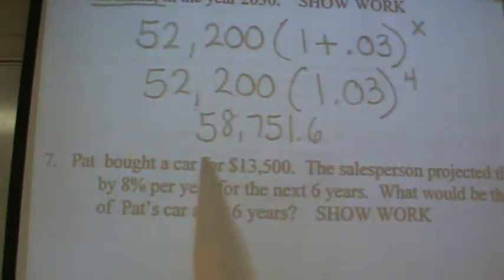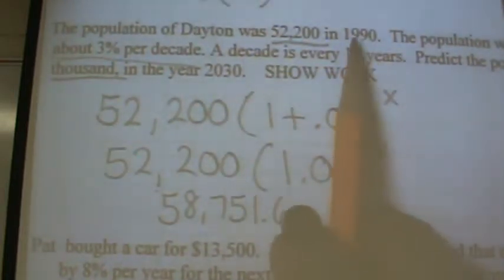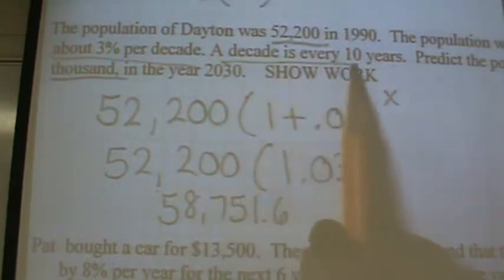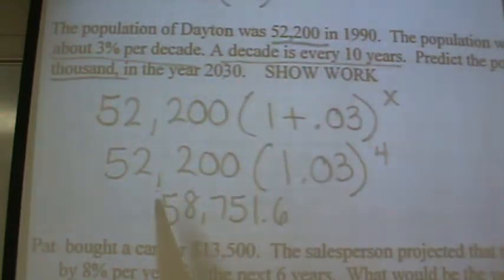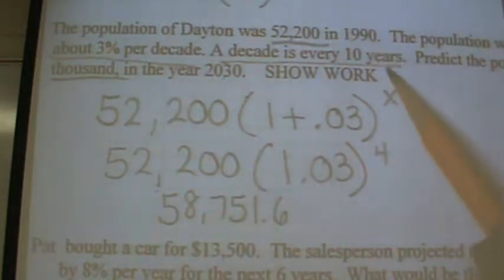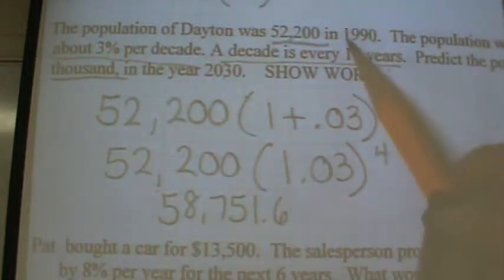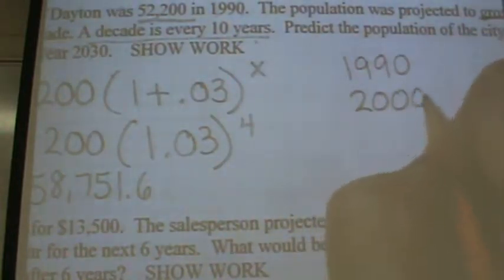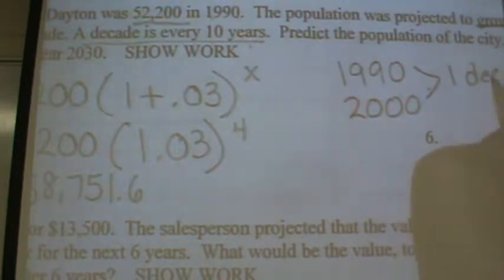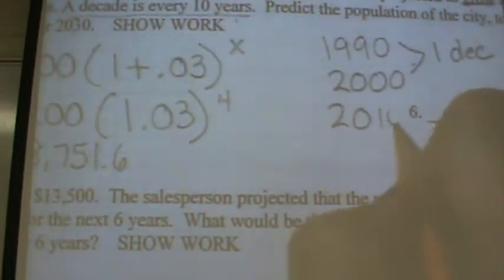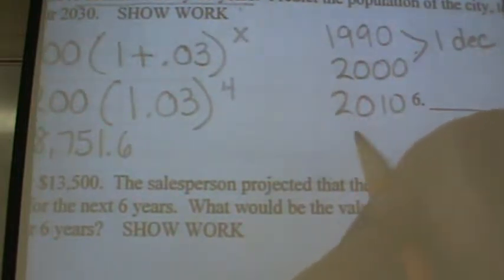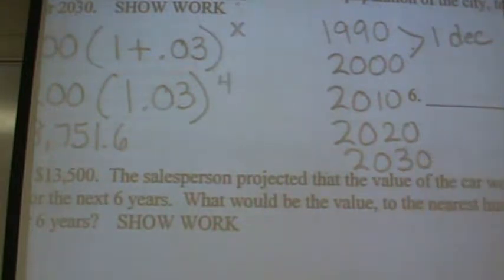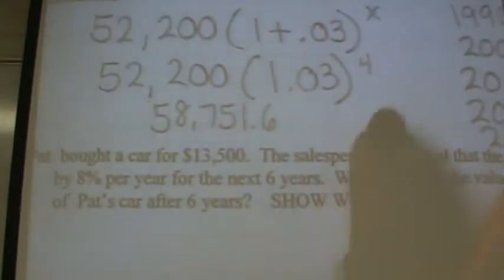Where'd you get the 4th power from? How many decades are there from 1990 to 2030? I thought you did the years. Never mind. Every 10 years, we have 1 decade. So from 1990 to 2000, that's 1 decade. From 2000 to 2010, that's 2 decades. 2010 to 2020, that's 3, and then 2030, that's 4 decades. Okay, that's how you got 4.